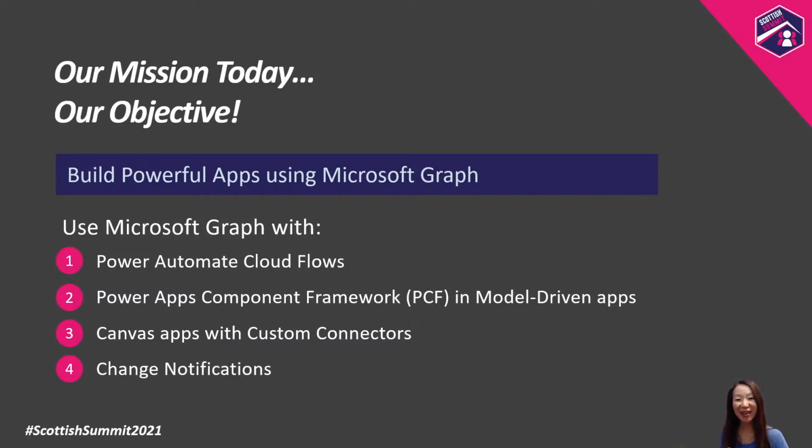Our mission today, our objective, is to discuss ways in which we can use Microsoft Graph to build powerful apps on Power Platform in both low and pro code ways. I'm going to touch base on 4 topics in this area. We will uncover how we can use Microsoft Graph with Power Automate Cloud Flows, do a little dive into Lambda PCF, have some fun with Canvas apps with custom connectors, and wrap it all up with using Microsoft Graph Change Notification. Hope that sounds exciting.